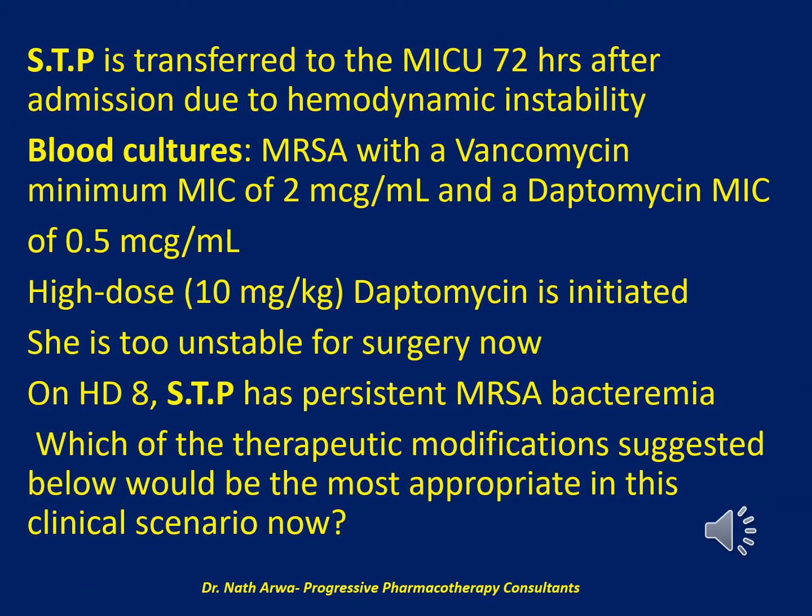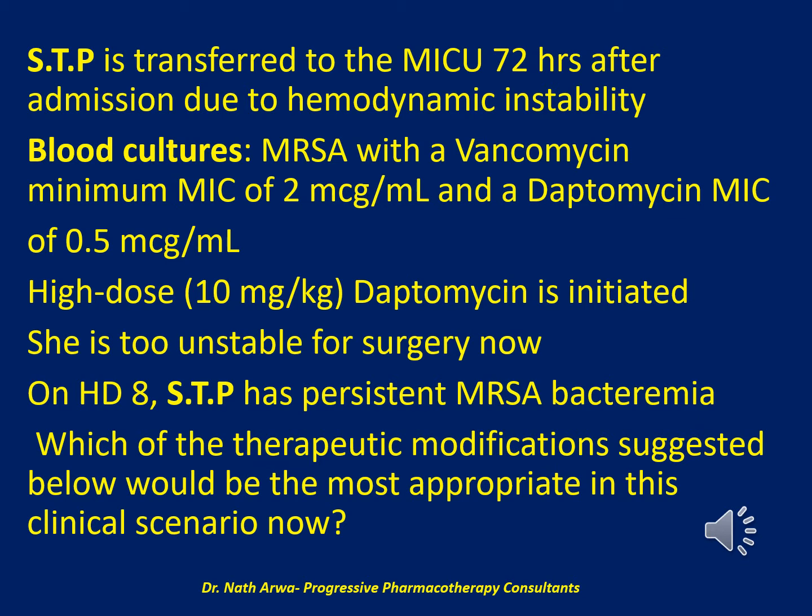And the next question reads, STP is transferred to the MICU 72 hours after admission due to hemodynamic instability. Her blood cultures grow MRSA with a vancomycin MIC of 2 mcg per milliliter and a daptomycin MIC of 0.5 mcg per milliliter. High dose, that is, 10 mg per kilogram, daptomycin is initiated. She is too unstable for surgery now. On hospital day 8, STP has persistent MRSA bacteremia.